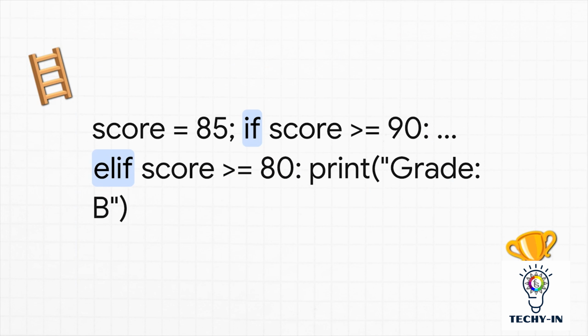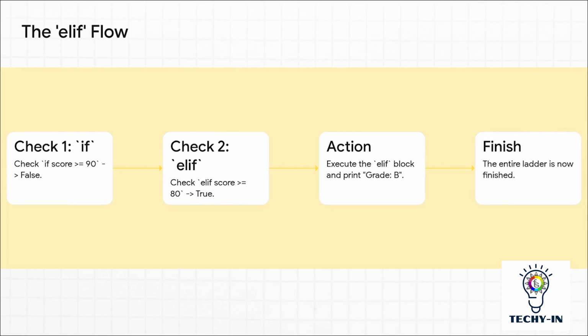Let's check out this little grading program. The score is 85. Python starts right at the top of the ladder. First question, is the score 90 or higher? Nope, 85 isn't. So that's false. It just moves down to the next rung. So the next check is the elif. Is the score 80 or higher? Yes, 85 is. That condition is true. So Python executes the code for that block, printing grade B. And, this is the most important part, it then exits the entire structure. Its job is done. It doesn't even bother checking anything else.